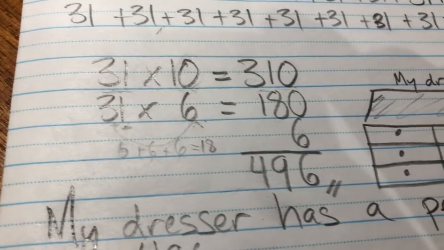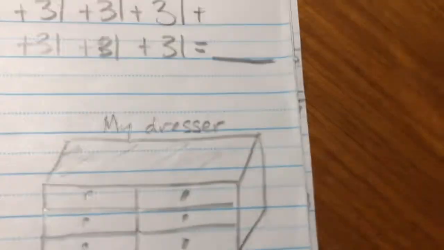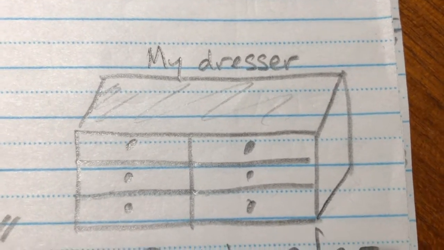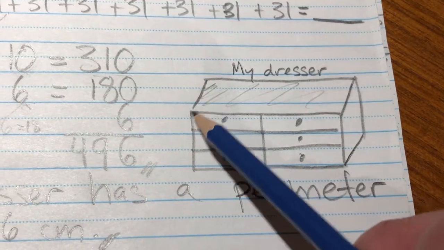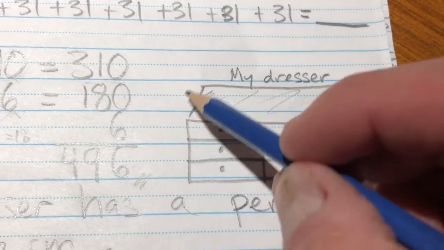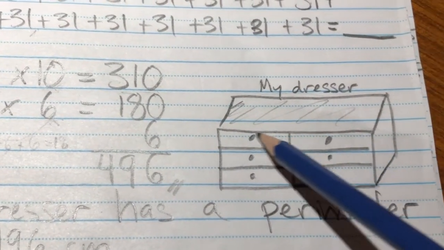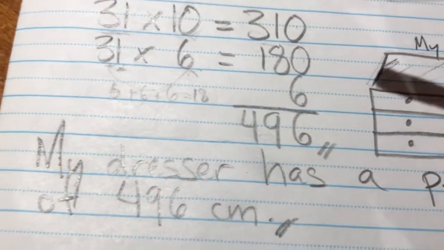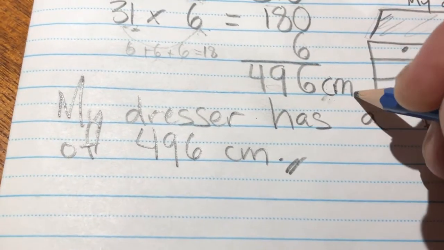Now that you figured out how many centimeters it is around, or the perimeter of your object is, we need a couple more things on our page. One is a drawing, a picture of your object that you have converted into centimeters. So, you can add the measurements to each side if you like. I haven't done that here because I figured it out all at once, but I know that the perimeter all the way around my dresser is 496 centimeters. So I need that picture, and I also need to add in my unit at the end of my measurement, which is centimeters.